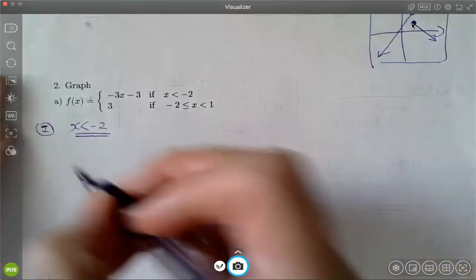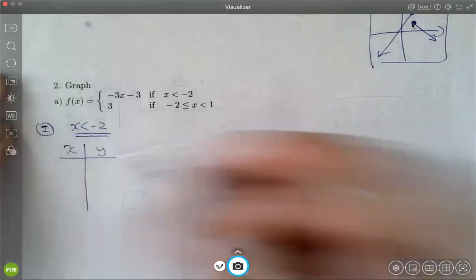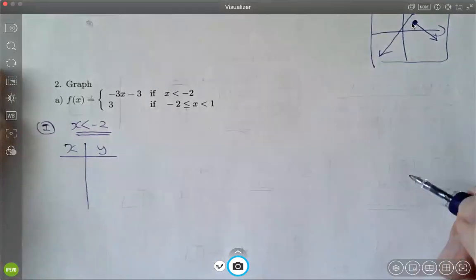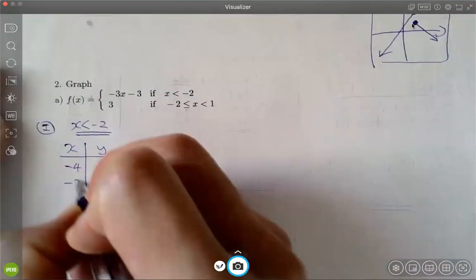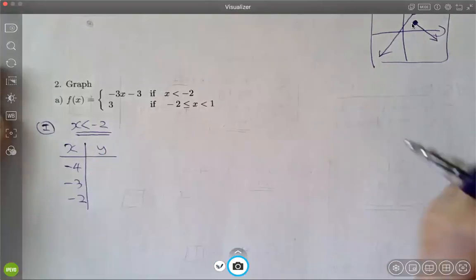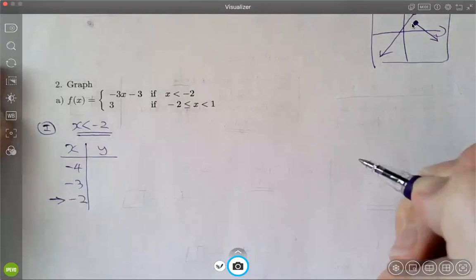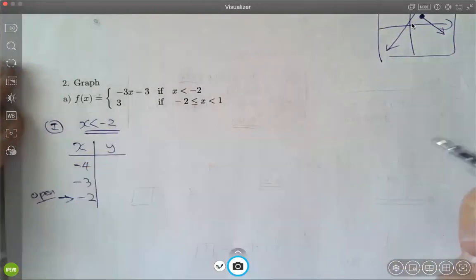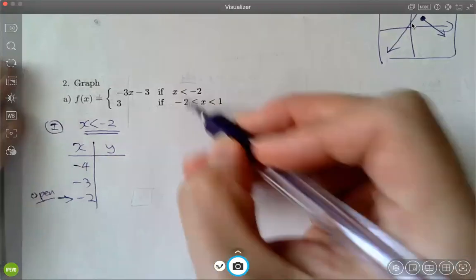Okay, so now here, what can we choose for the x values? Negative 4, negative 3, and negative 2. And negative 2 as well, yes, right? So negative 4, negative 3, and negative 2. Okay, now at negative 2, we have to have an open dot, right? Okay, because we just have less than negative 2.